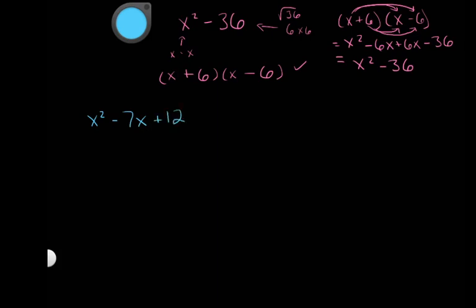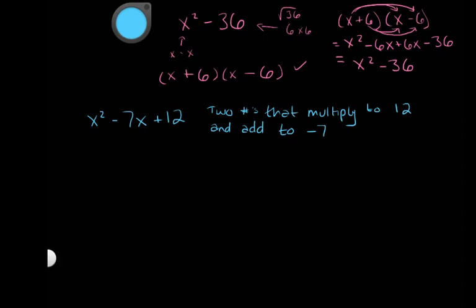So this question, remember, we need to find two numbers that multiply to 12, but add to negative 7. So a negative 7.